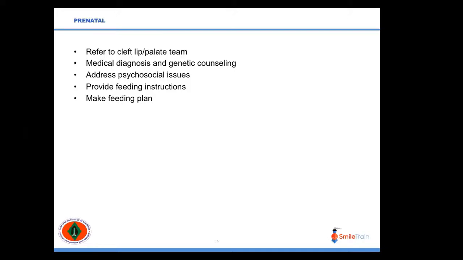This is also when the feeding instructions will be given, because we know that babies born with cleft have a lot of feeding challenges because of the cleft that they have.